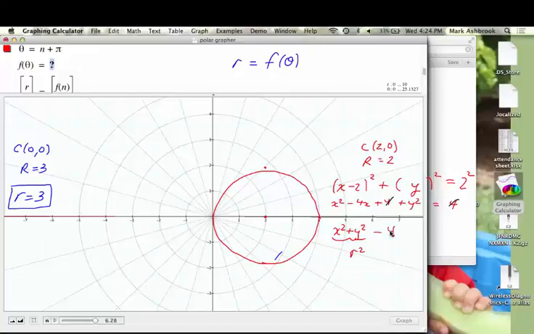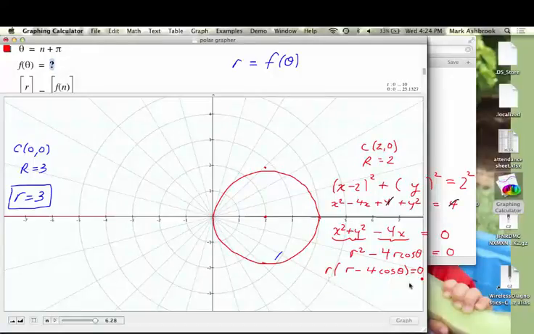And then we have minus 4x. What's that? Minus 4 r cosine theta, because x is r cosine theta, equals 0. Okay, well, notice we have an r in both terms. So we've got r times (r minus 4 cosine theta) equals 0.